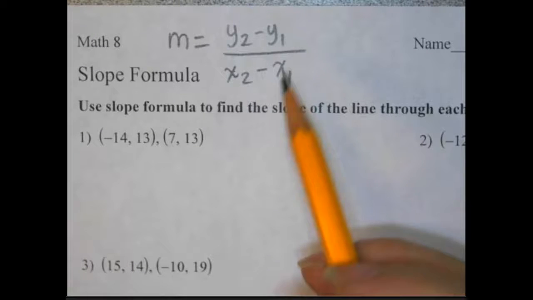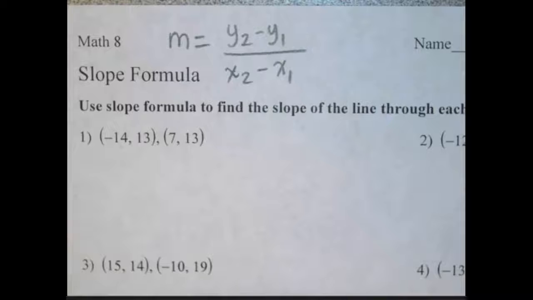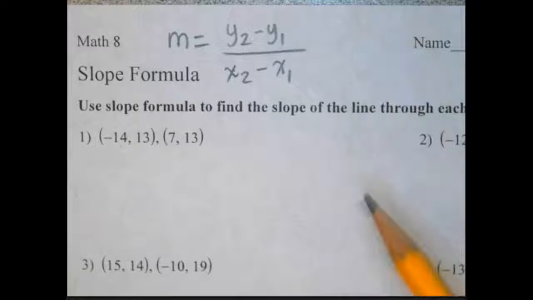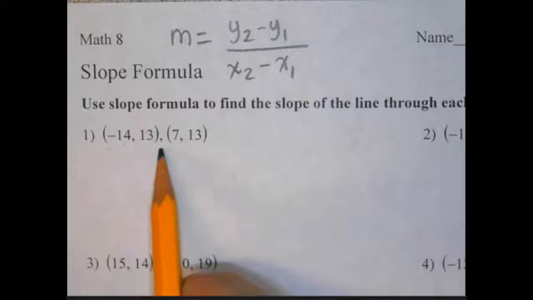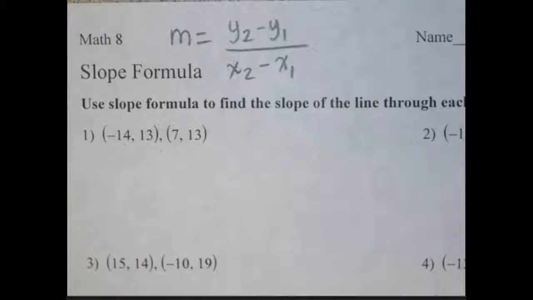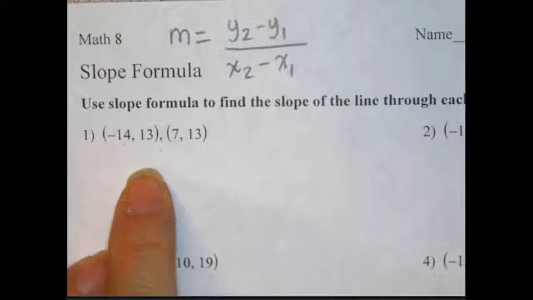Okay, so as I was saying, every time we're going to solve this equation, we need to make sure that we write it. And we're going to use this when we have to find the slope and all we have are two sets of ordered pairs. The first thing we do with our set of ordered pairs is label them.